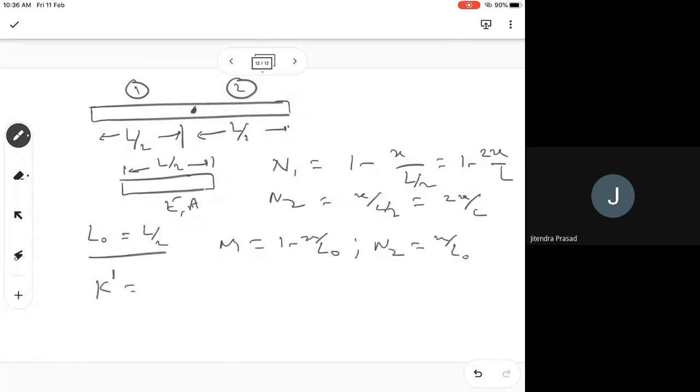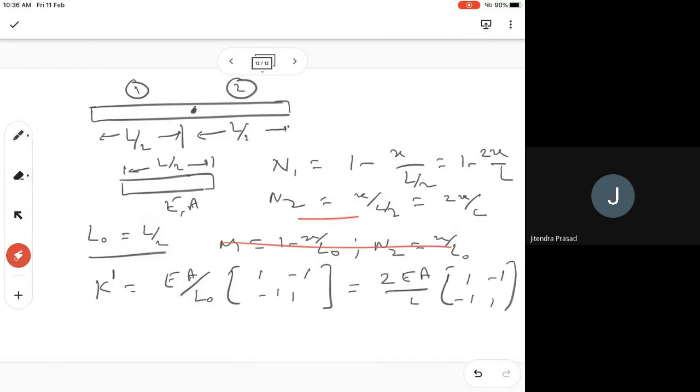K for the first element will be EA over L naught, [1 -1; -1 1], but you know L naught is equal to L over 2, right? So you can put that value here. So that will be 2EA over L, [1 -1; -1 1].